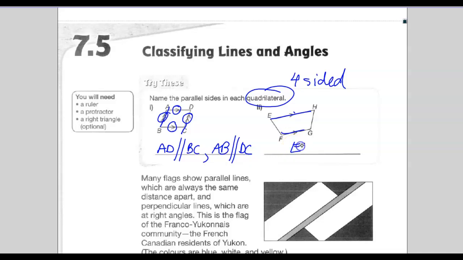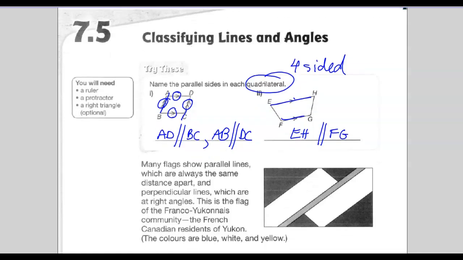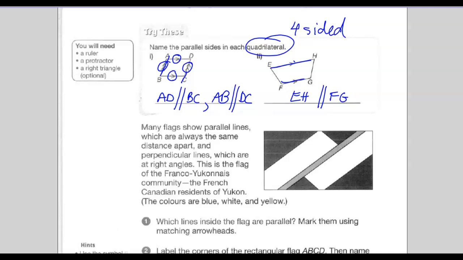Over here, we can do EH parallel to FG, right? And so many flags, so here's an example, many flags show parallel lines, which are always the same distance apart. That's what I just said. And perpendicular lines, which are at right angles. This is the flag of the Franco-Yukonese community, the French-Canadian residents of Yukon. The colors are blue, white, and yellow. I've got a black and white here, as is in your workbook, but blue, white, yellow, I'm sure.